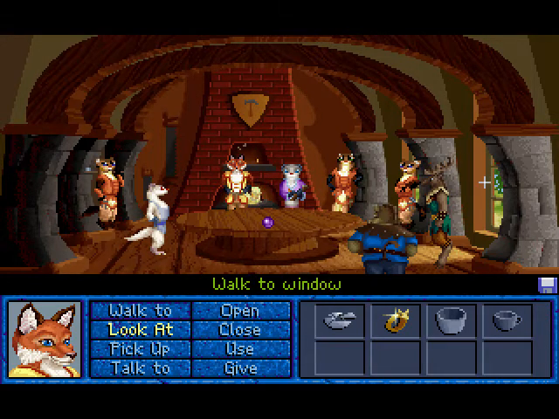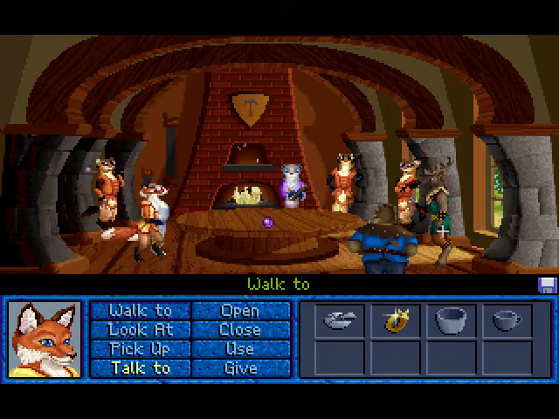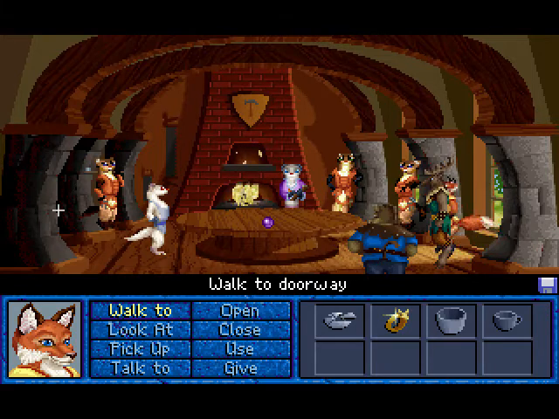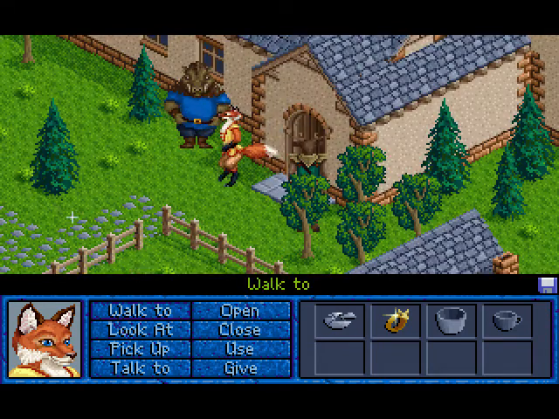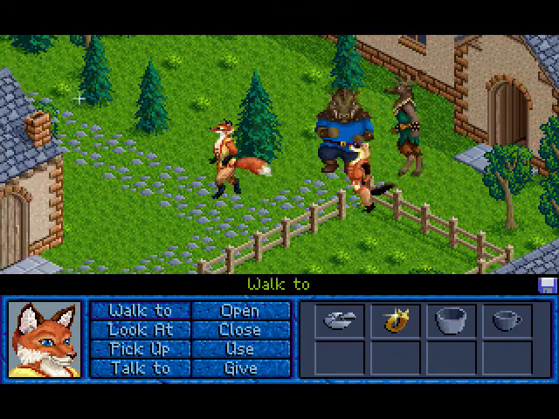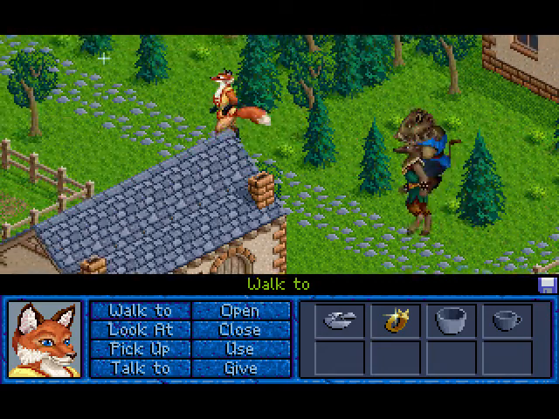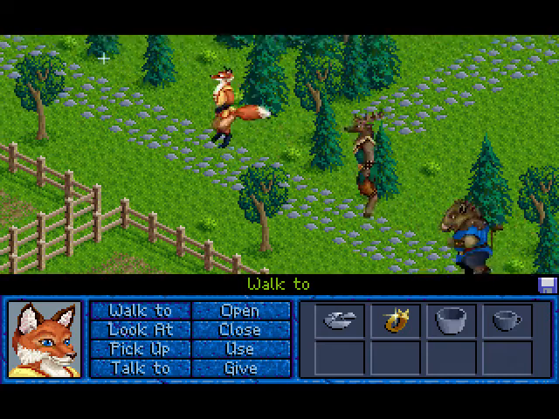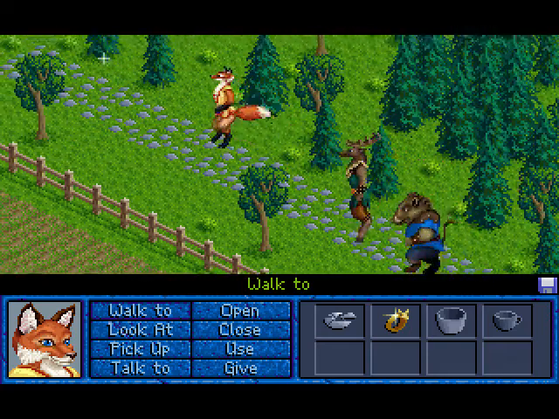Well, how do we get out of here? Can I leave? Okay. I guess we gotta go to the rats, again. More walking.